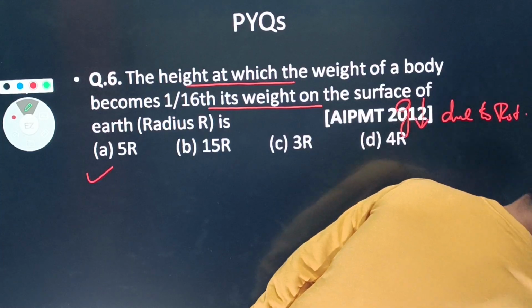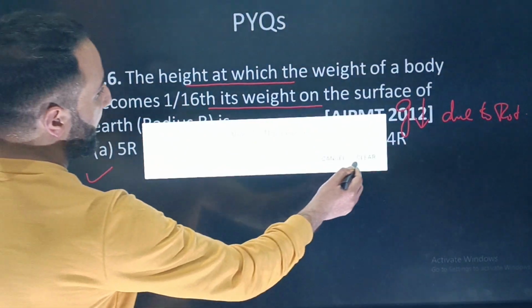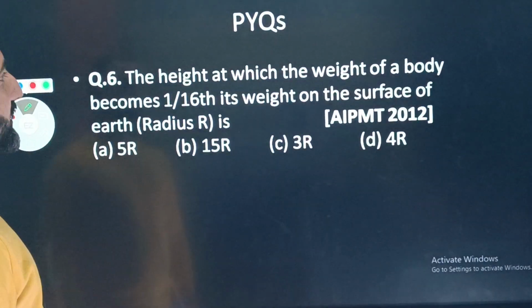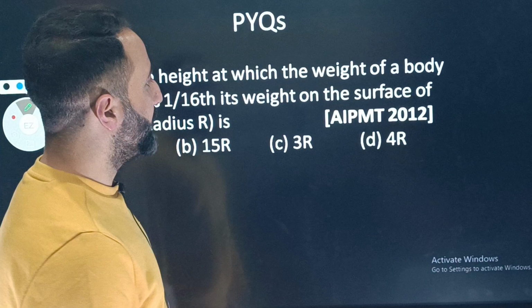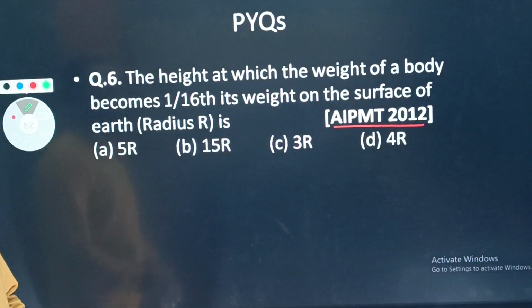So here we have our question number 6, asked in AIPMT. Okay, so let's try to work it out again. It's an important problem, but not that difficult, and it was asked in the AIPMT 2012.